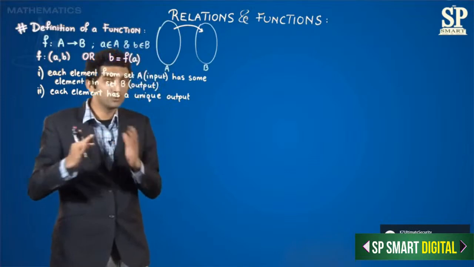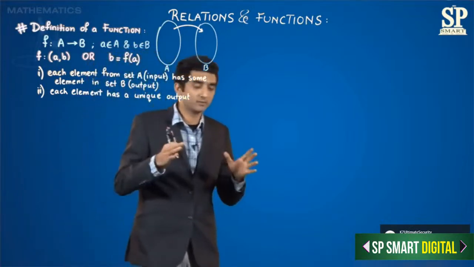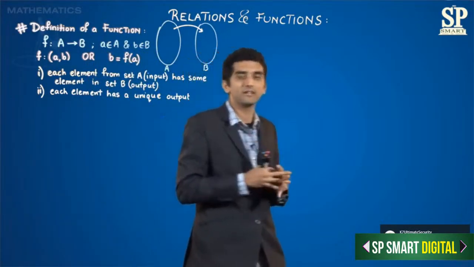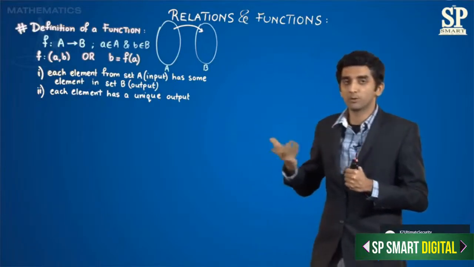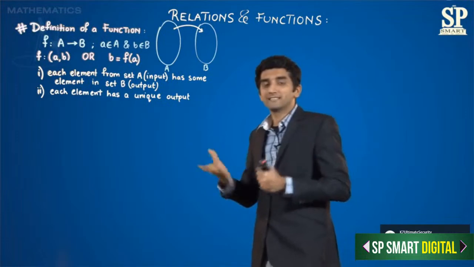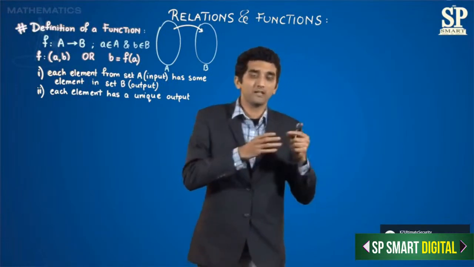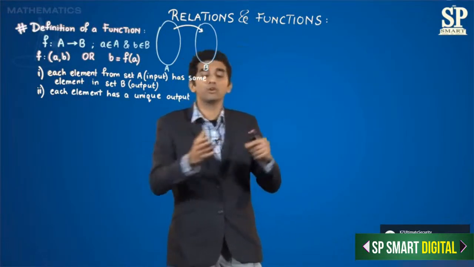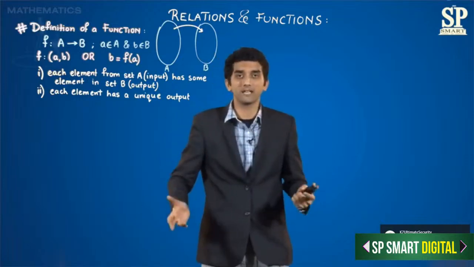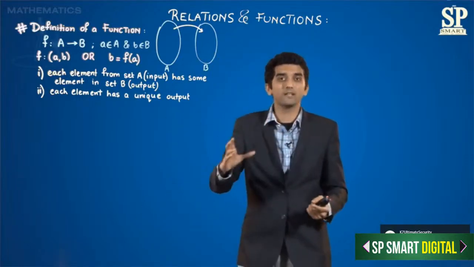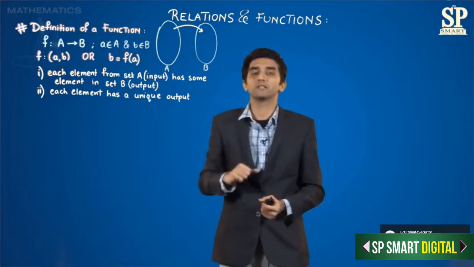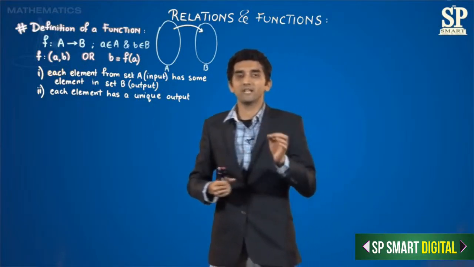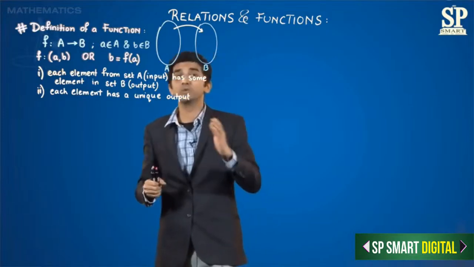So as it used to happen in a relation, this was a flexible condition, that every input can have more than one output. If you remember, there were many examples where we had things like 1, 2 or 1, 3 at the same time. That was allowed in a relation and that cannot be in a function, and that is what this particular statement says, that each element needs to have a unique output.